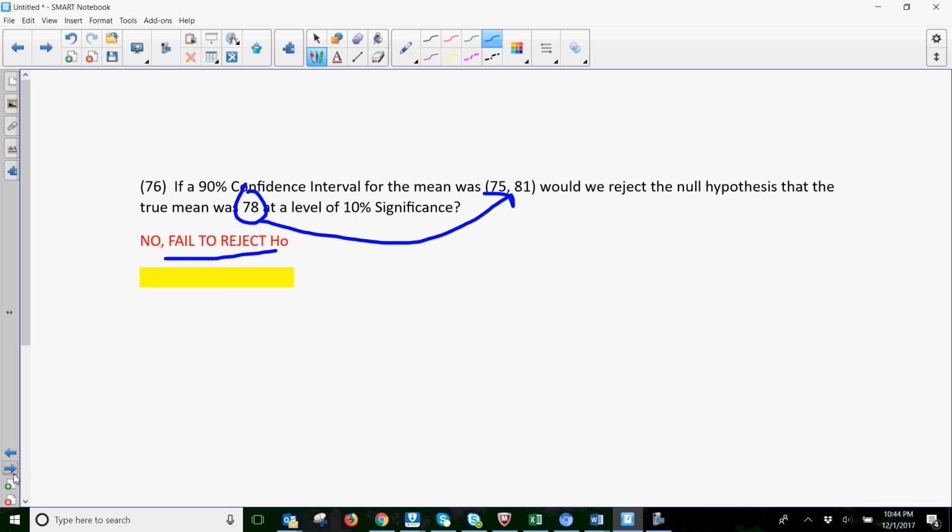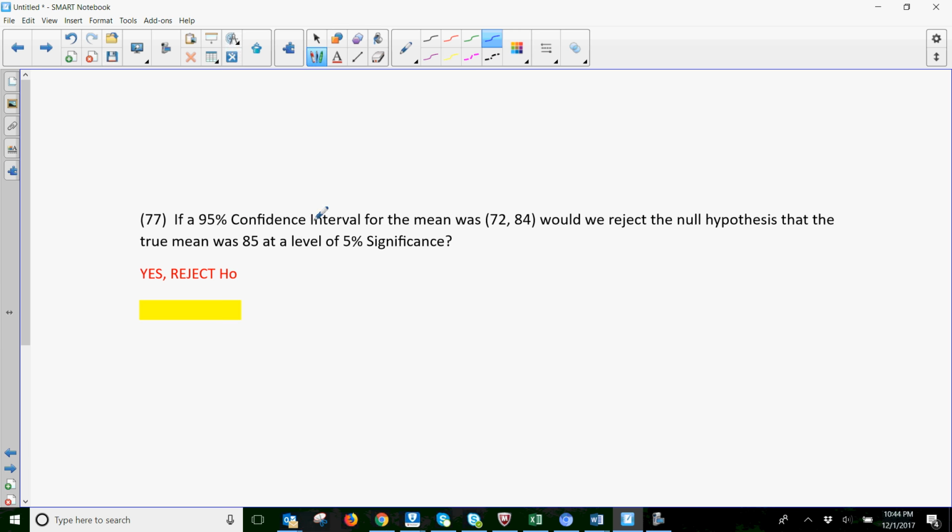And the next problem says, if a 95% confidence interval for the mean was 72 to 84, would we reject the null hypothesis? So here we look at 85, and notice that is not in this interval, right? Therefore, we're going to reject the H0.